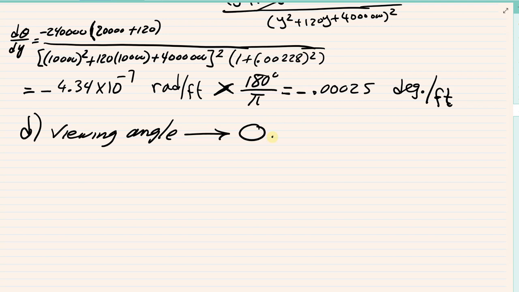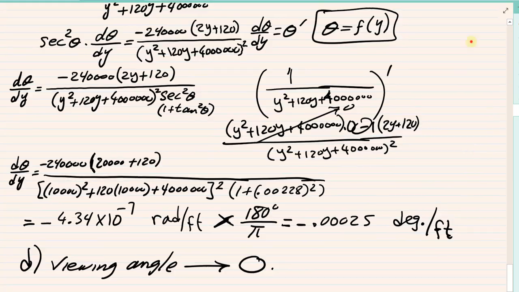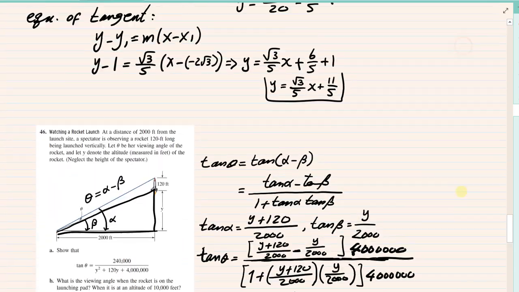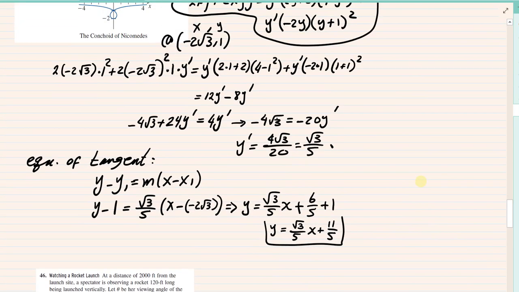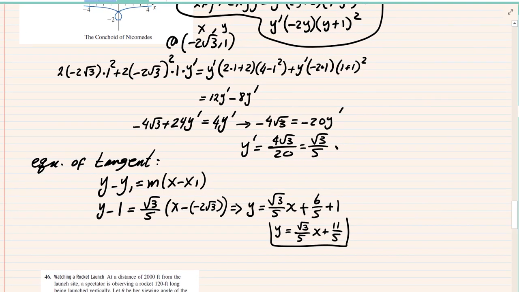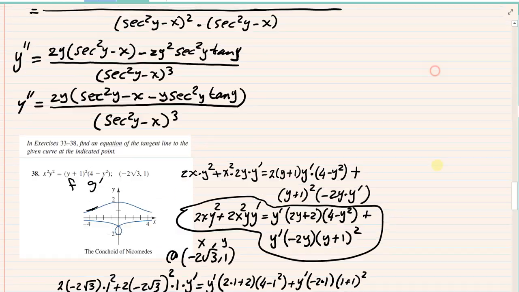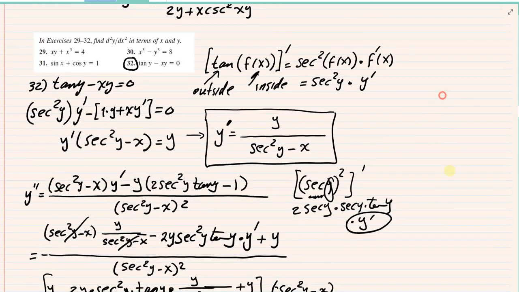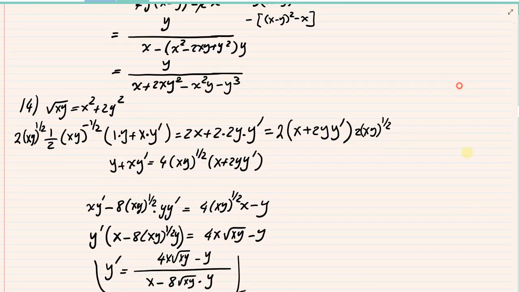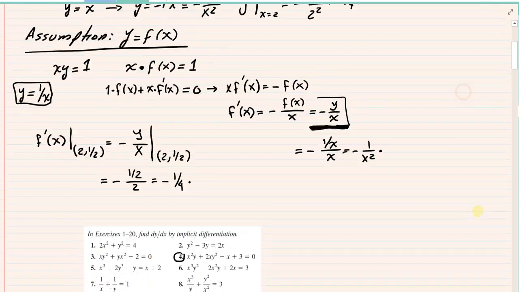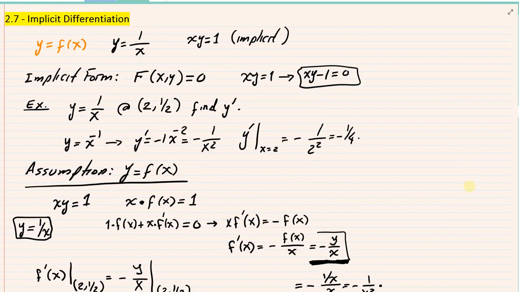But anyhow, we are done with this lecture. So we're done with section 2.7. Again, we looked at implicit differentiation here. And boy, we did a lot, huh? Okay, we're good. So this completes section 2.7, implicit differentiation.